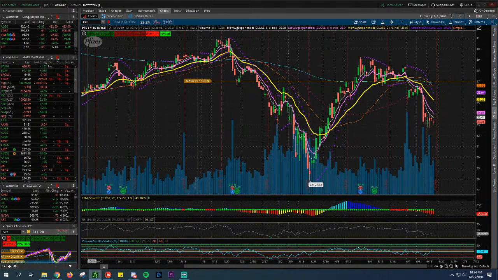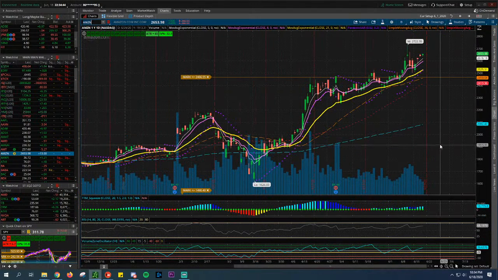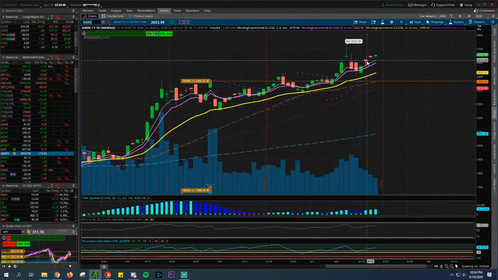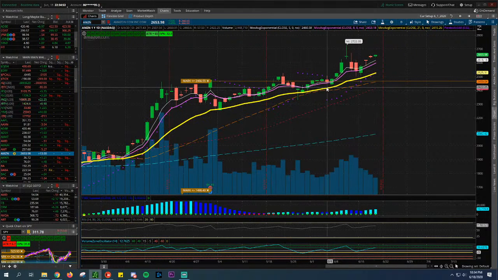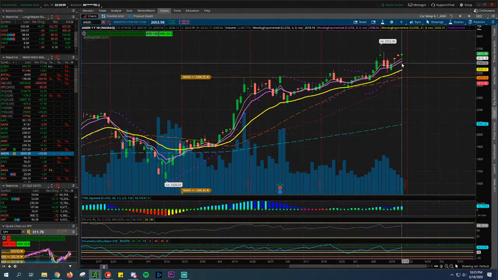Amazon, we can look at Amazon. Yeah, Amazon doesn't care about the overall market. Again, trading between that 5 and 8 exponential moving average, that 21 has been some support here on the way up. You kind of see it here and here. This would be a really interesting one.